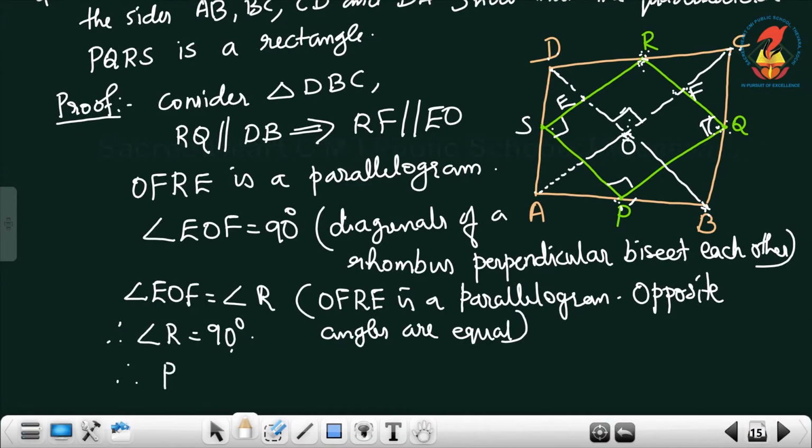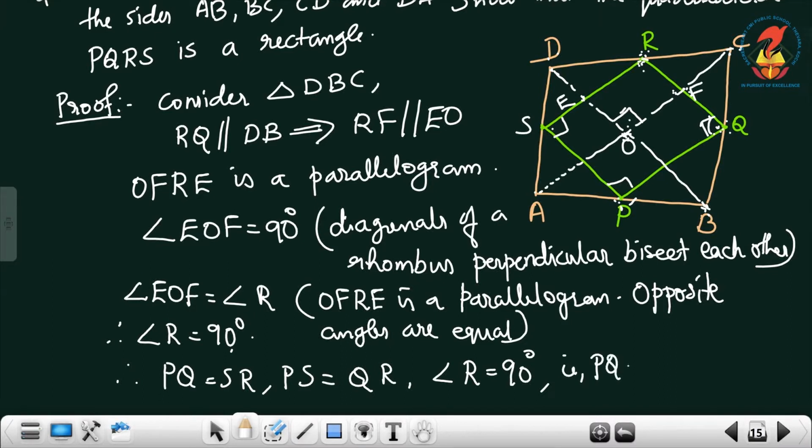Therefore, PQ equal to SR, PS equal to QR, angle R equal to 90 degrees, that is, PQRS is a rectangle.